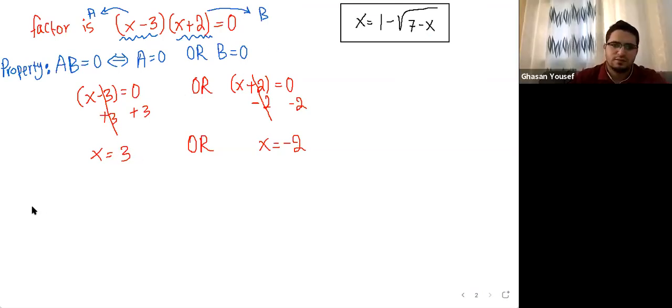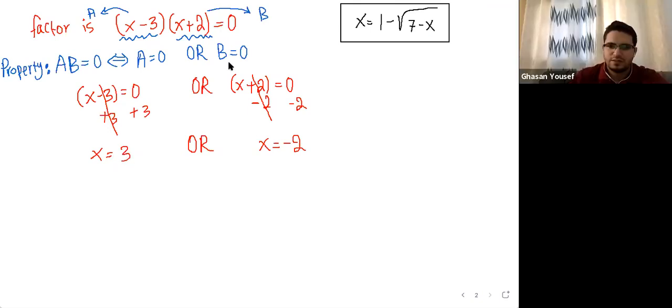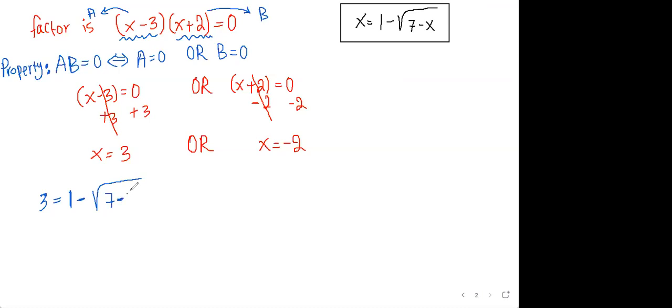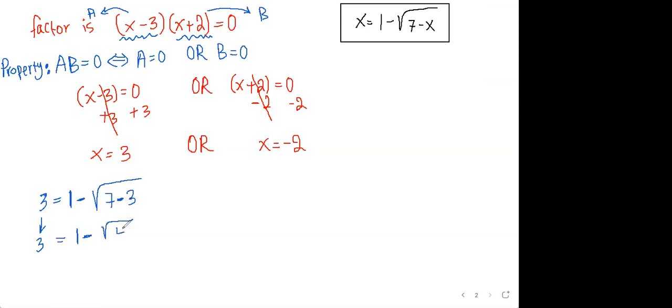Oh, so the square root of 4 is 2. 1 minus 2 is minus 1. I'm going to do it step by step. So x equals 3, I plug the 3 inside the equation. I will get 3 equals 1 minus the square root of what? 7 minus what? 7 minus 3. Exactly. Now I have to check this side equal to this side. So the 3 goes down, equals 1 minus, what is the square root of 7 minus 3? 4. Square root of 4, this is correct.